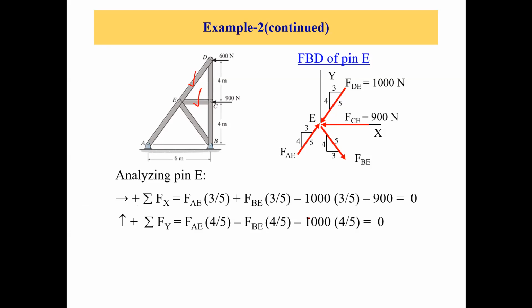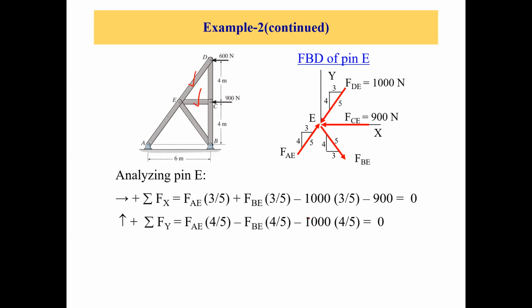Let's write down sigma Fx equals 0. We have 4 x forces on this joint: FAE times 3 by 5, which is the triangle ratio, plus FBE times 3 by 5, again the x component of FBE, and negative 1000 times 3 by 5, which is the x component of FDE, and negative 900, which is the applied force in the x direction, equals 0. Okay, so this is the first equation.